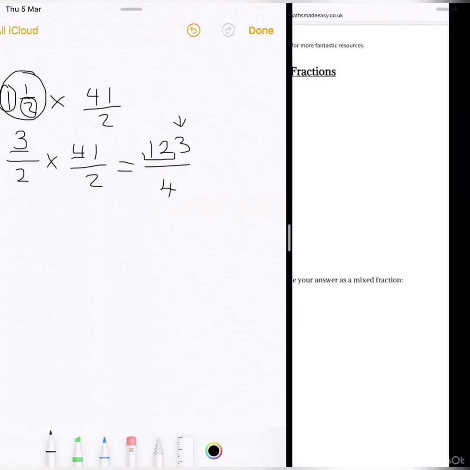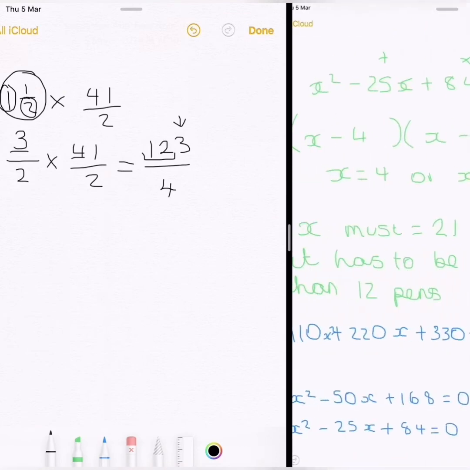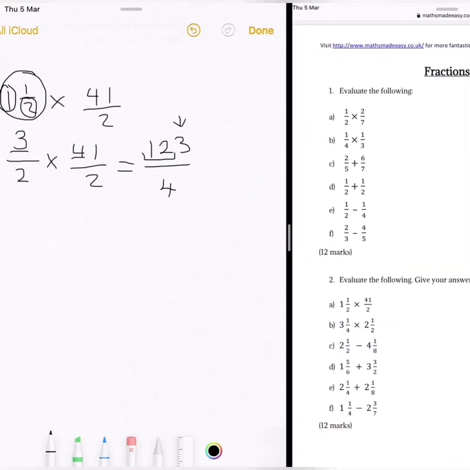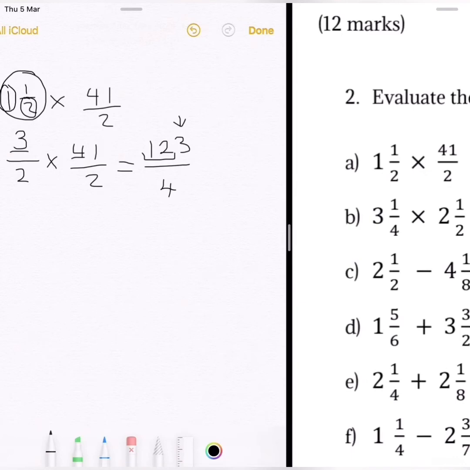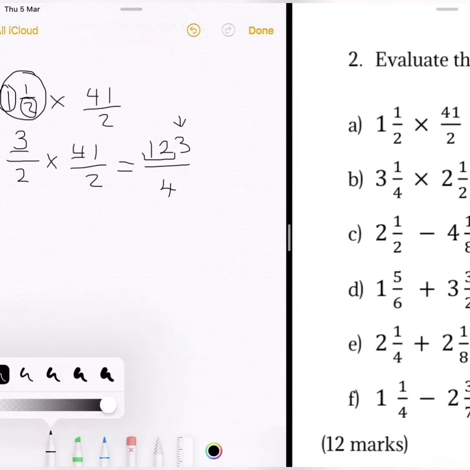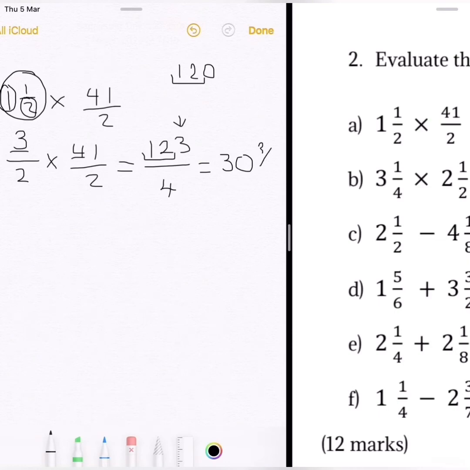Now it's asked for it as a mixed fraction. So what we must then do is get it as a number and a fraction. So how many whole lots of 4 go into 123? Well, how many whole lots of 4 go in 120? Well, we know that's going to be 30, and then there's 3 left over. So it's 30 3/4. So then we've got 3 1/4 times by 2 1/2.